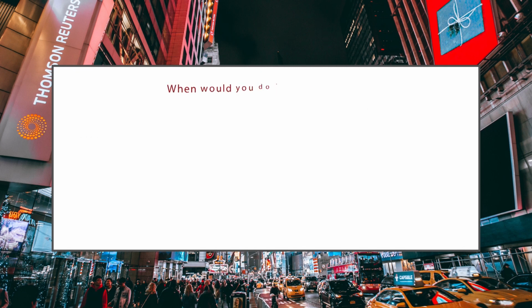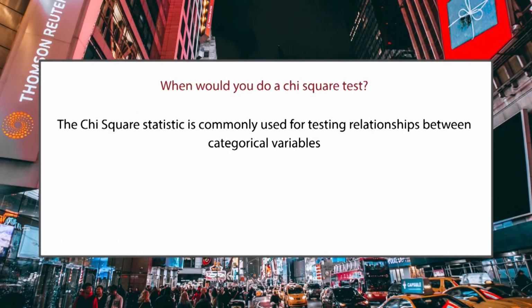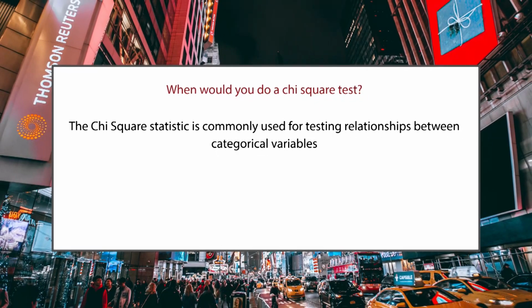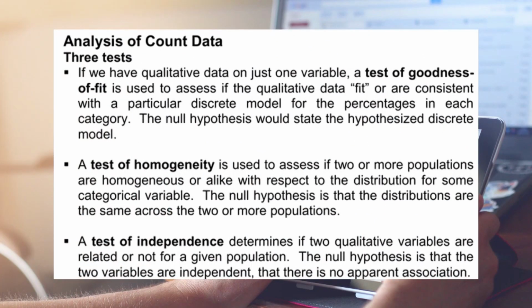So when you would do a chi-square test, the chi-square statistic is commonly used for testing relationships between categorical variables. The null hypothesis of chi-square test is that no relationship exists on the categorical variables in the population, they are independent. So for analysis of count data, there are 3 tests.